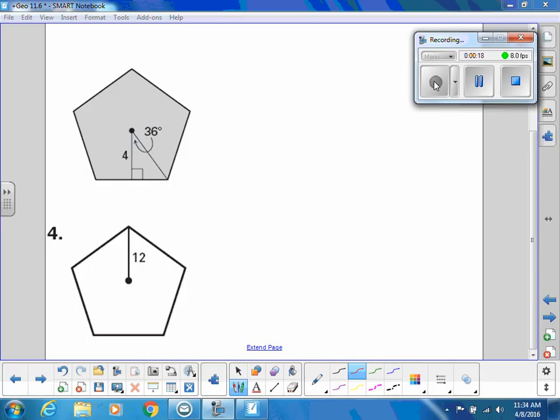Okay, so pentagon, they gave us this right triangle. They gave us half of that central angle was 36, and they told us the height of that right triangle was 4. So we already know most of the pieces we need to find the area of that triangle. We really just need to find the base of that triangle. So we're going to use SOHCAHTOA, and x is opposite of 36 and 4 is adjacent, so I'm using TOA, tangent. So tangent of 36 is equal to x over 4.